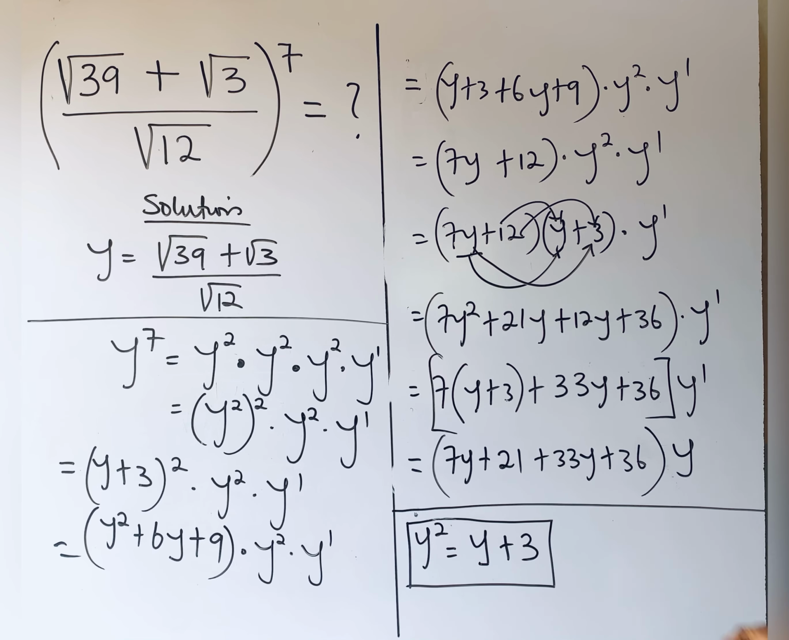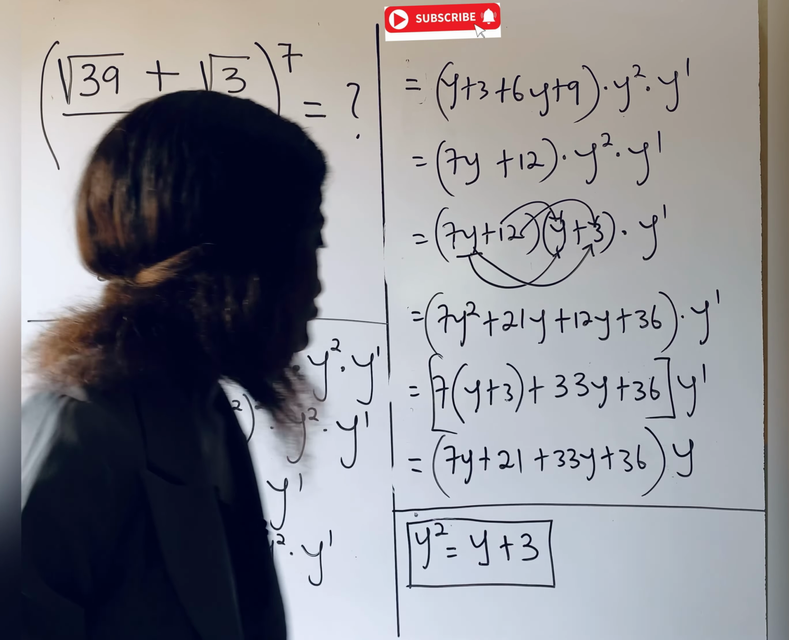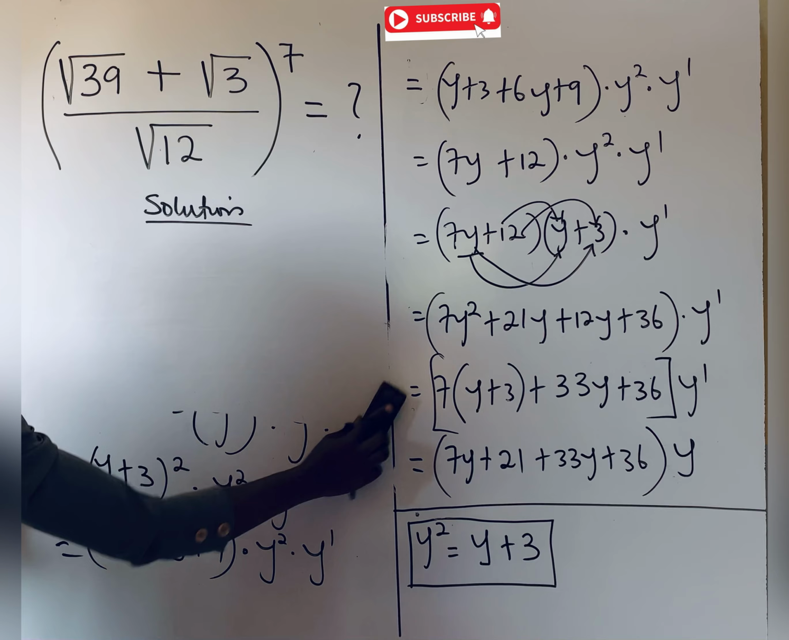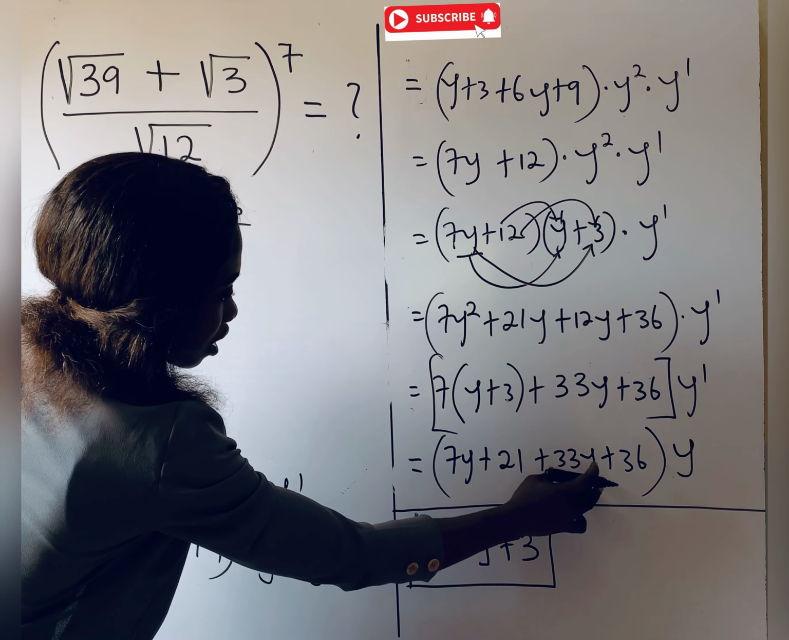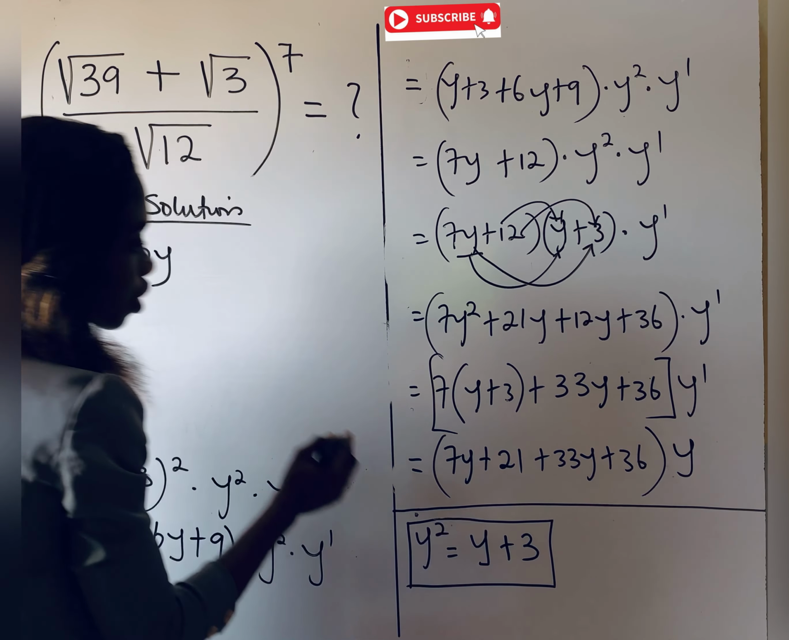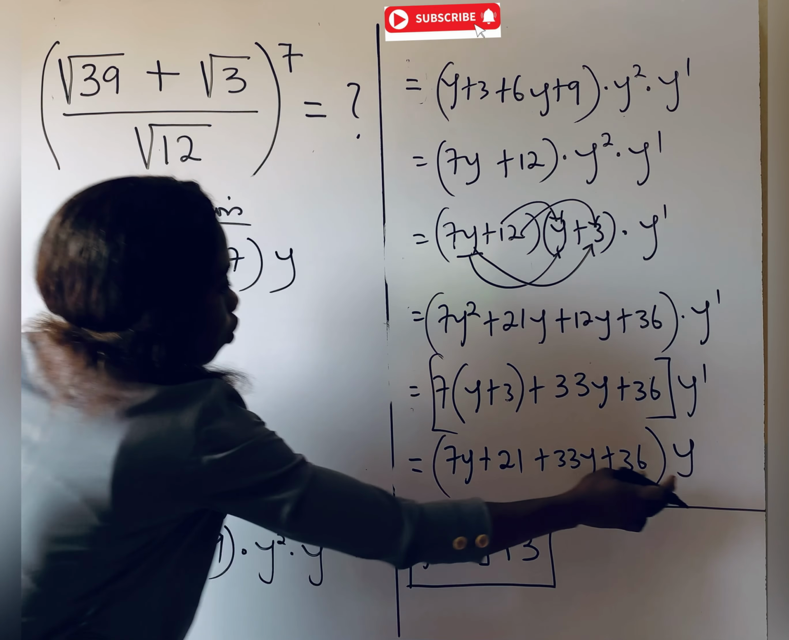Now at this point, you will see we are going to also add up. So let's take it to this part. If we add up, we are going to now have 7y plus this is going to give us 40y. 21 plus this will give us 57, and is multiplied by this y.